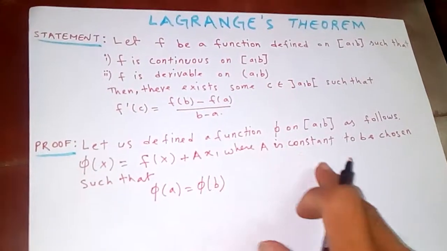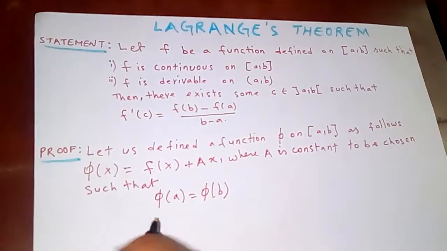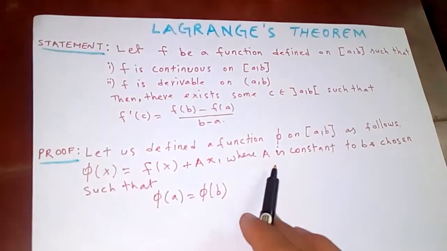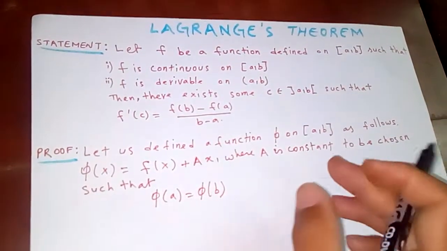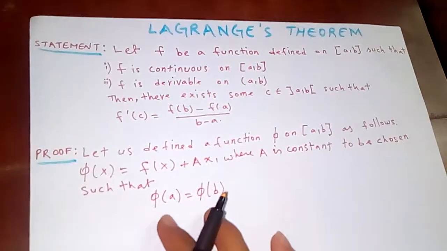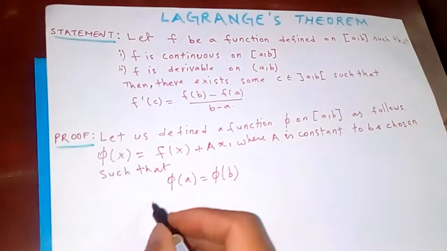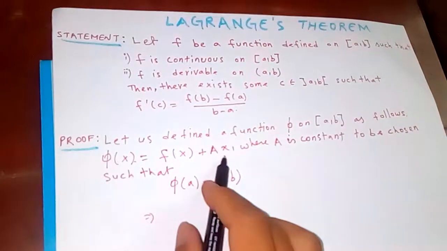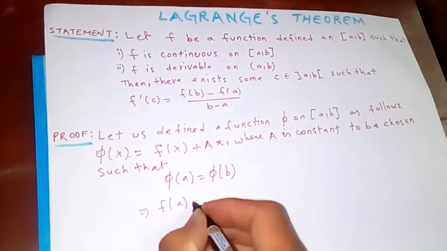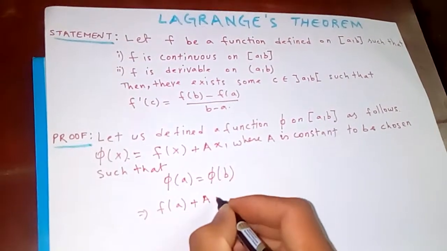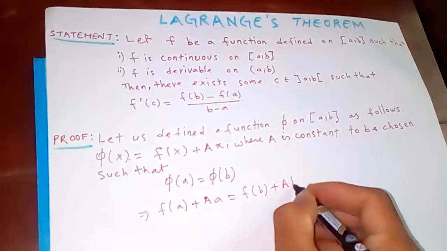Now let us define a function phi on closed interval [a, b] as follows: phi of x is equal to f of x plus A x, where A is a constant, chosen so that phi of a is equal to phi of b. Now from these two, phi of x is this one, and in place of x if you put a, you will get f of a plus A a equal to f of b plus A b.